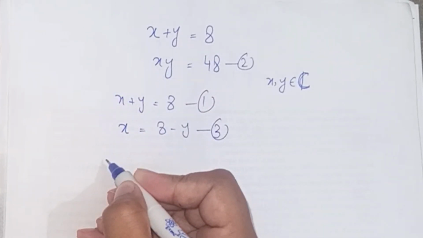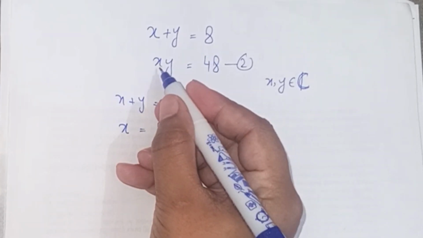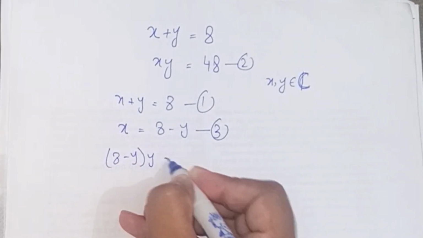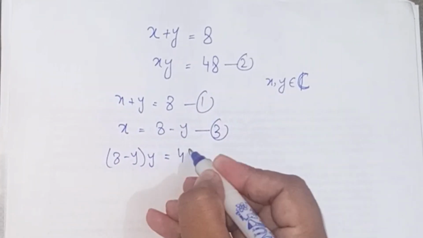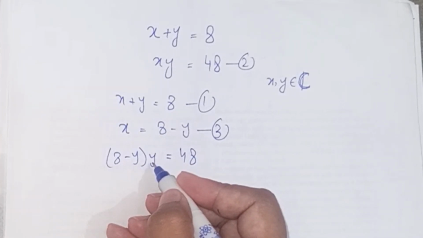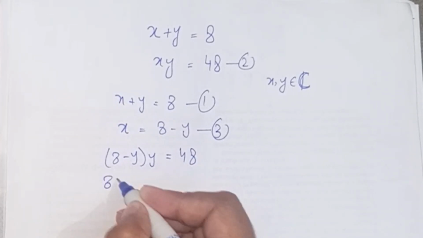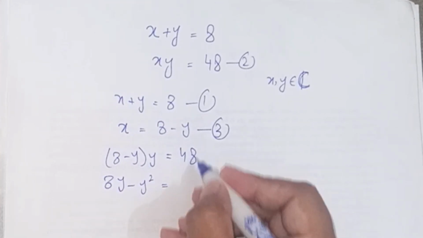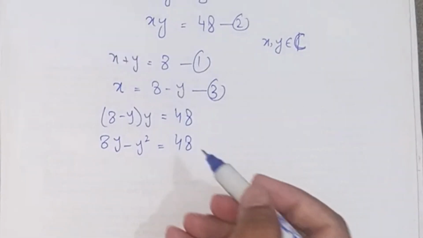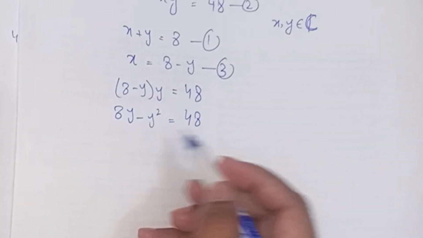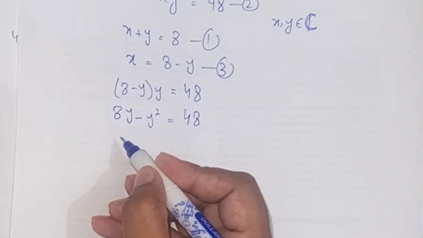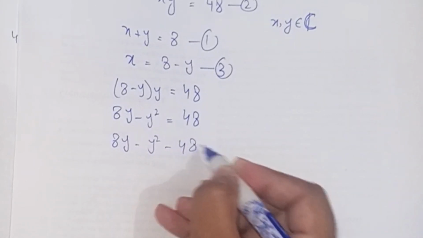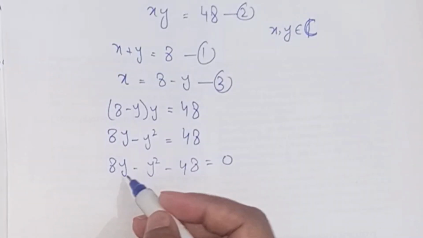This will become the product of x y, and x is equal to 8 minus y, and the right hand side is 48. Now we multiply this y by 8, we get 8 times y, minus multiply y by y, we get y square. It's equal to 48. So in the next step, we subtract 48 on both sides of this equation. So this will become 8 times y minus y square minus 48. It's equal to 0.